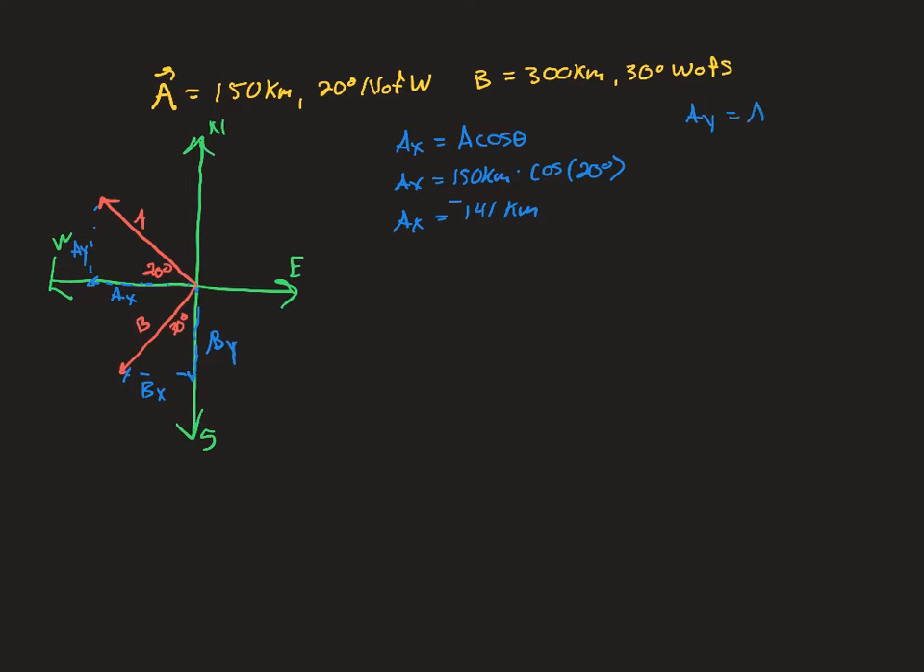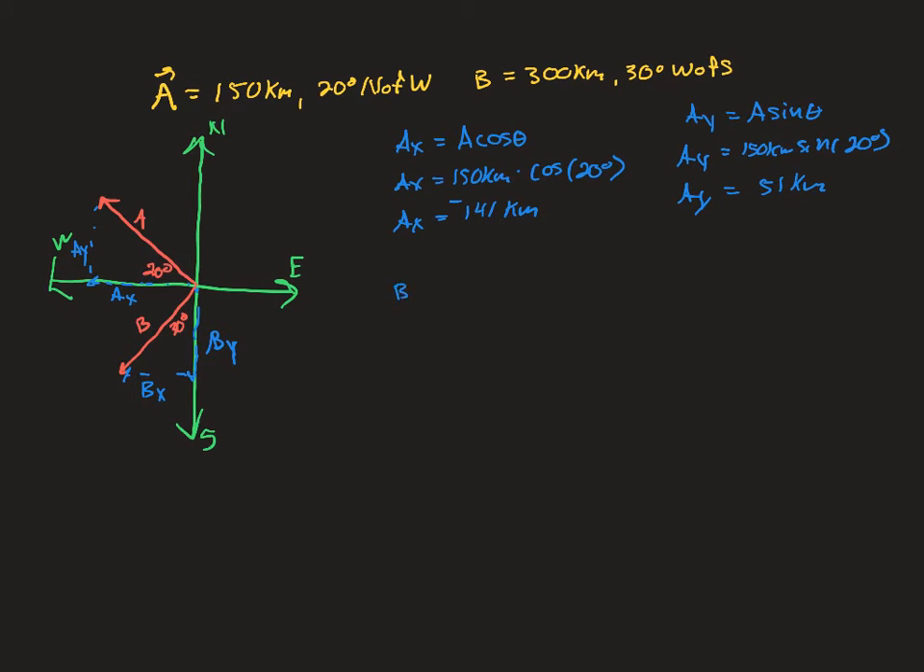A of y is going to equal A times the sine of theta, because the y component is opposite the angle provided. So we're going to take 150 kilometers times the sine of 20 degrees. So A of y is going to equal 51 kilometers, and that's in the positive y direction, so I'm just going to leave it positive.